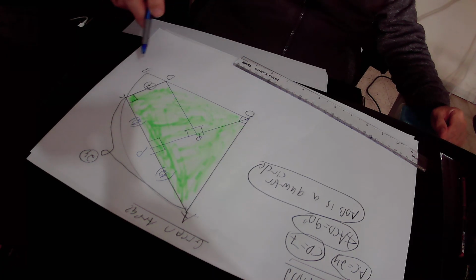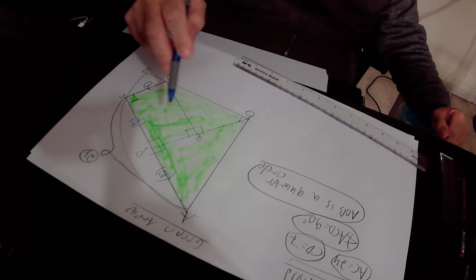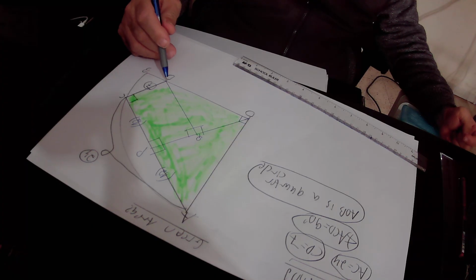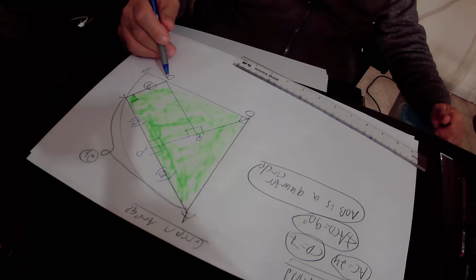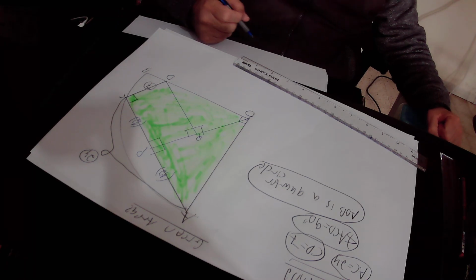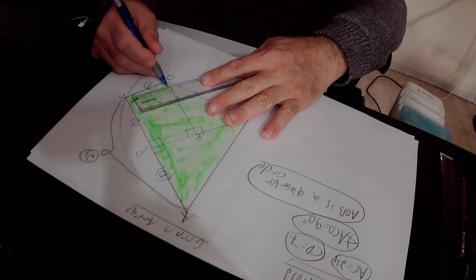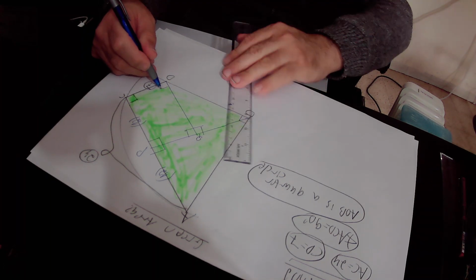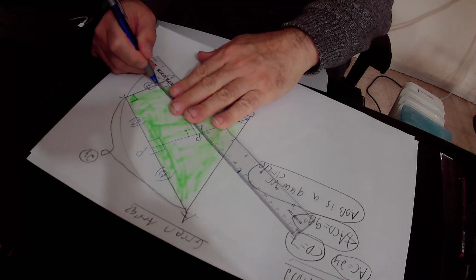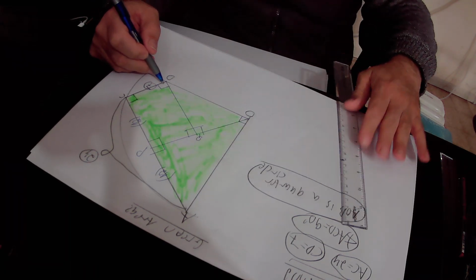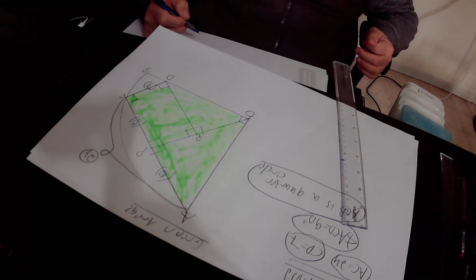In this quadrilateral PCDQ, we have 1, 2, 3 right angles. The sum of 3 right angles is 90 times 3, which is 270 degrees, plus the size of this fourth angle. In total, they must equal 360 degrees, according to the rule that the sum of the angles in any quadrilateral is 360 degrees. Therefore, the missing angle must equal 90 degrees.